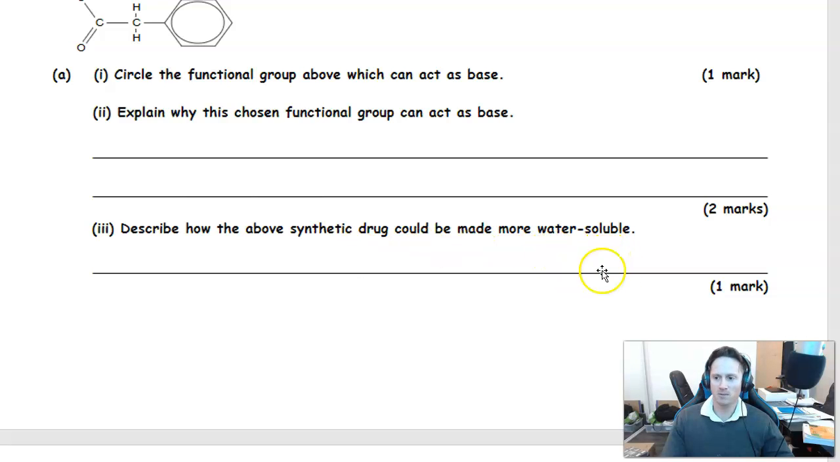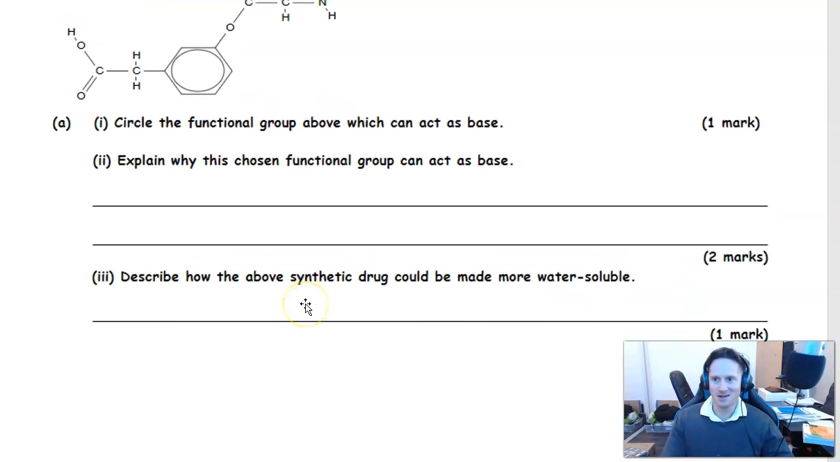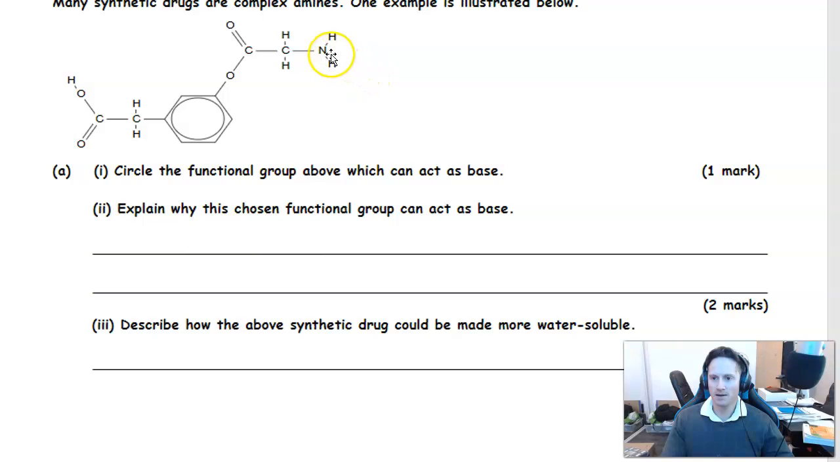Describe how the above synthetic drug could be made more water soluble. Now this is an interesting one because a lot of you guys kind of gave the right answer, but I didn't give you the mark. And I'll explain why in a second. So how could you make it more water soluble? A lot of people said give it a proton or let it accept the proton, okay?